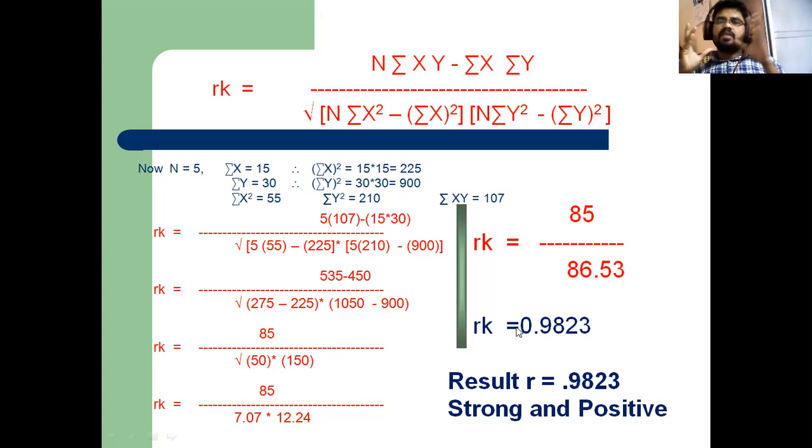Nothing but there is a correlation between the sales of the particular company and their expenditure on advertisements. So we can conclude that there is a strong and positive correlation between sales and advertisement expenditure in a particular company. Is it clear, dear students?